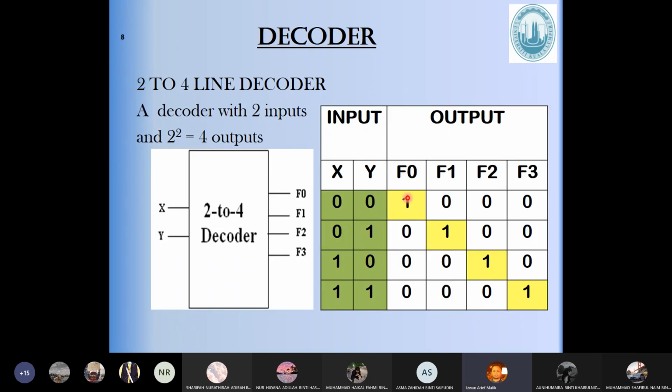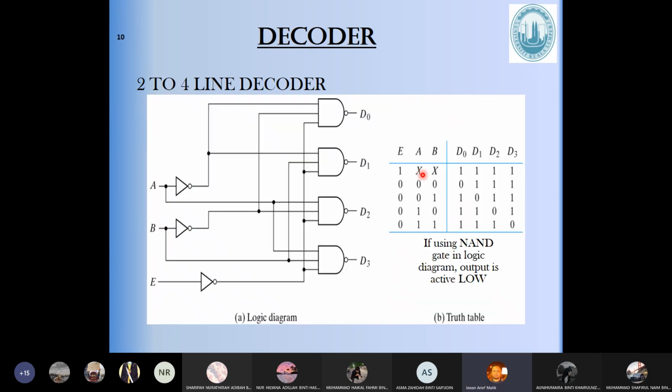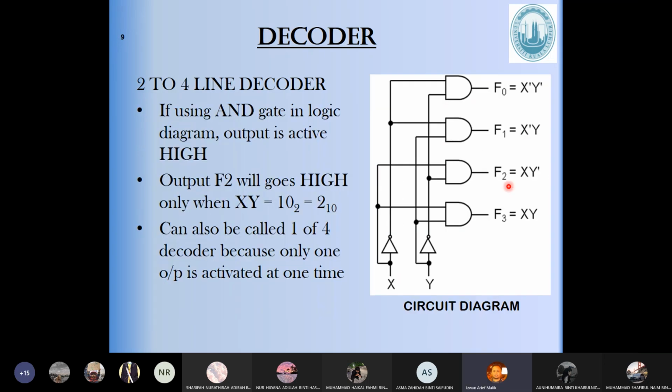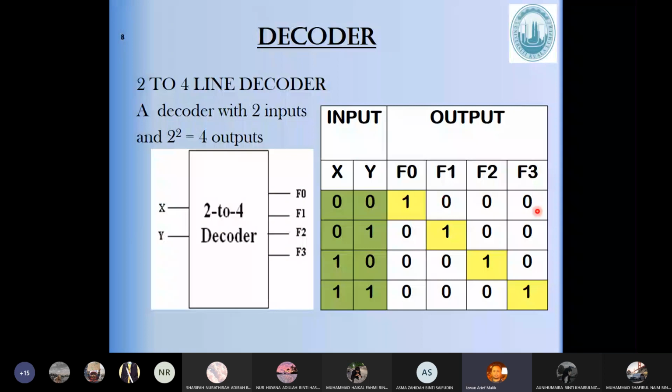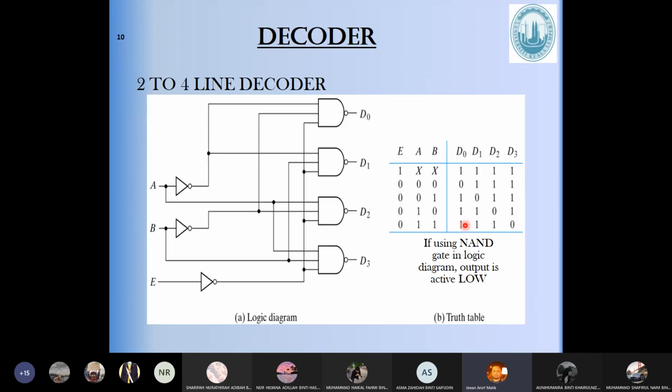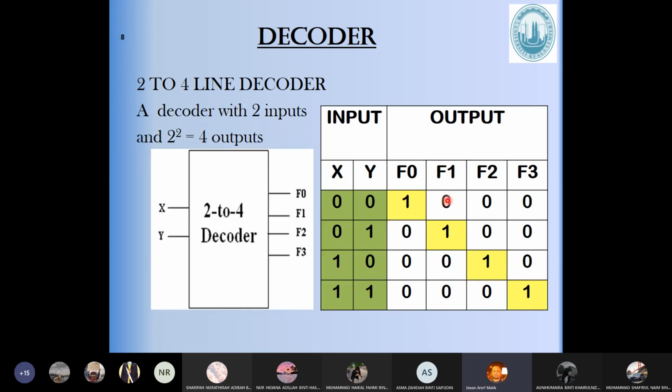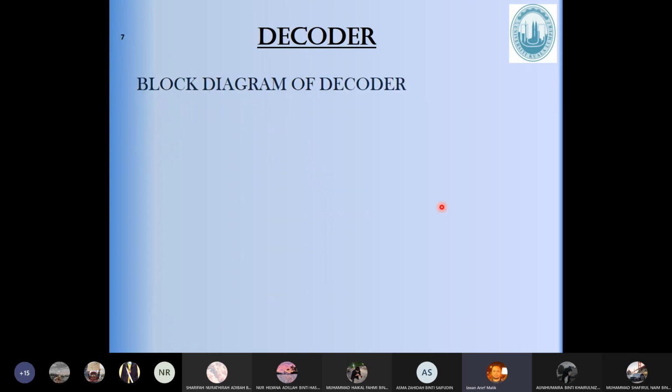Ya kan? Tadi dia 0111. Okay, 0111. Tapi yang ini dia 1000. Sebab ini active high. Dia menggunakan AND gate. Kalau dia pakai NAND gate, dia akan jadi active low. Tapi sebenarnya dia sama je. This table is actually the same with this table. Yang terbaliknya hanya 1 dan 0 tu. Itu je.